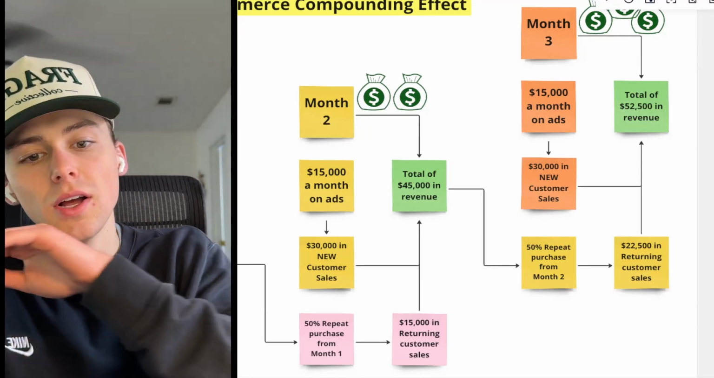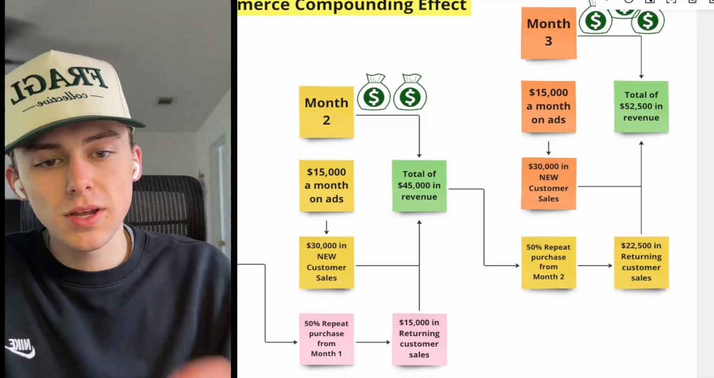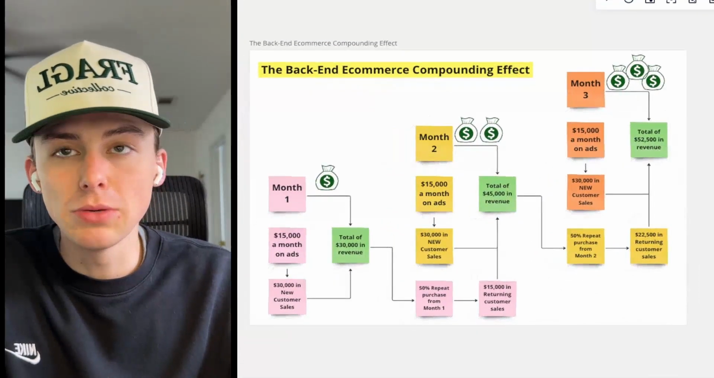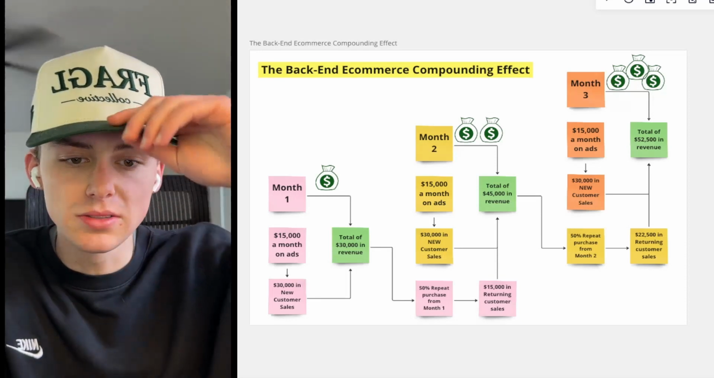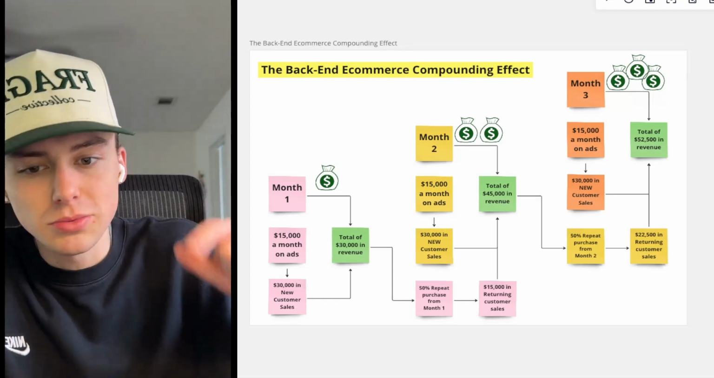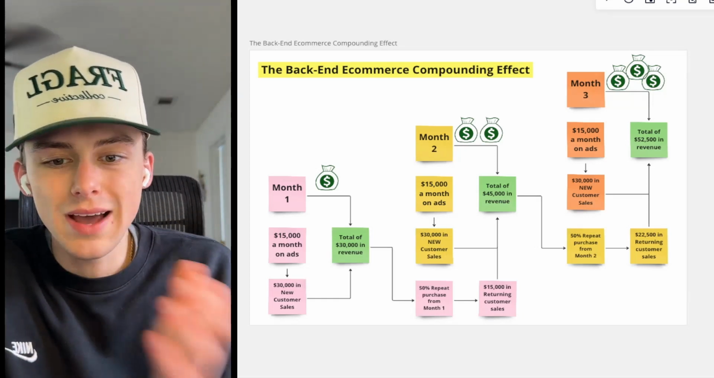And so as you see here, month one, two, three have the same ad spend, but because you're compounding them using the back-end marketing with your email list and your SMS list, you're able to drive repeat purchases, and you're able to compound their customer LTV if you're marketing to them after they purchase.